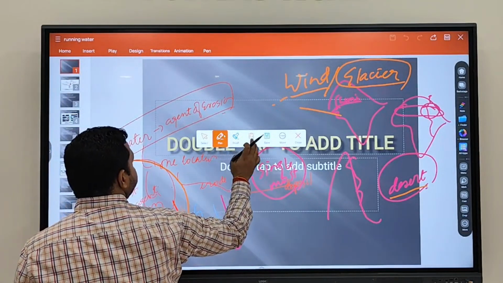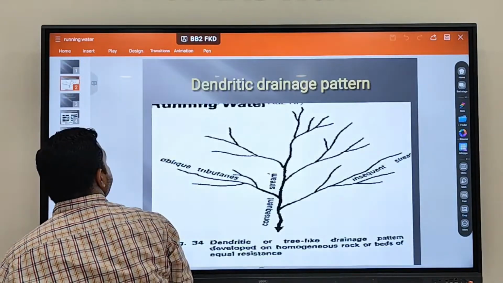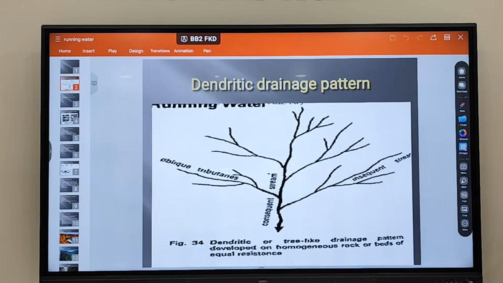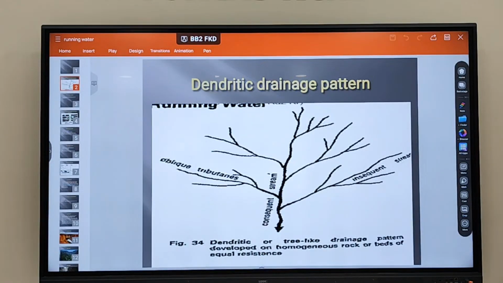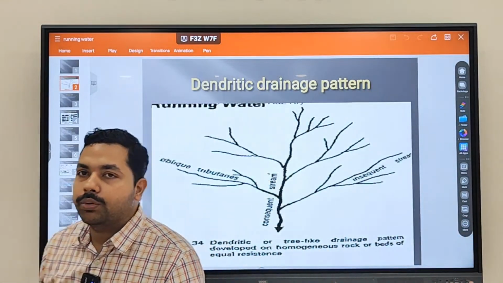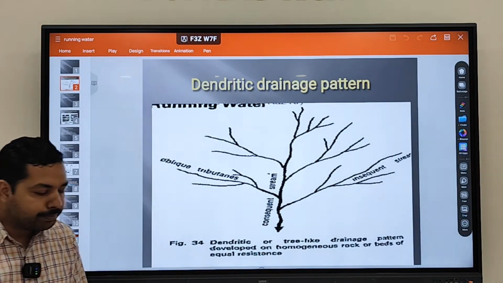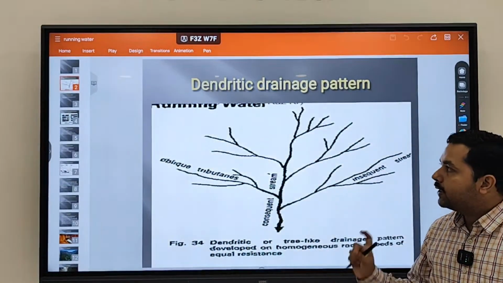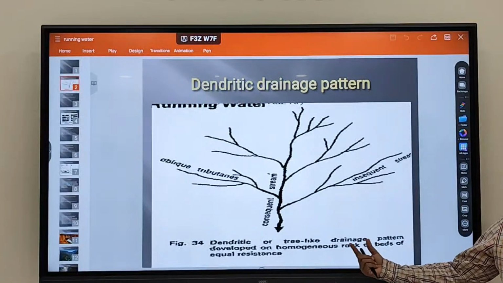Now, when rivers are flowing, you can see different drainage patterns being formed. Two of the patterns we are going to discuss right now are the dendritic and the rectangular or trellis drainage pattern, which you have to keep in mind. There are a lot of drainage patterns we'll discuss as we progress in Indian geography, but currently just keep in mind these two important ones. First is the dendritic or tree-like drainage pattern.